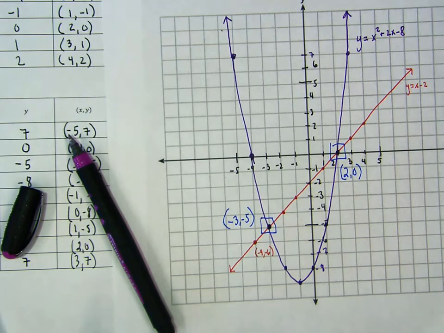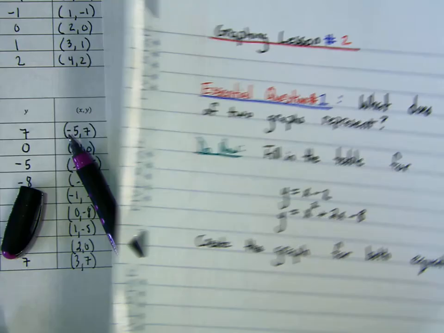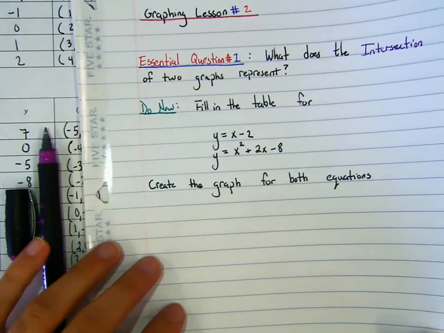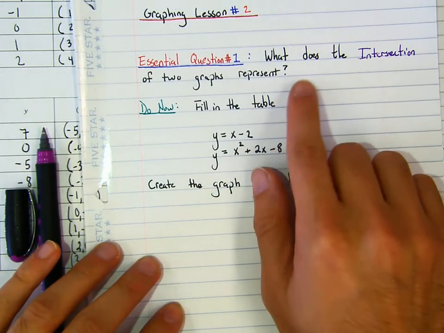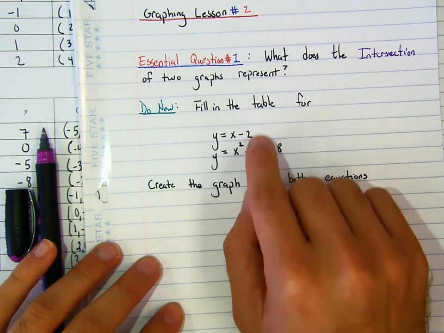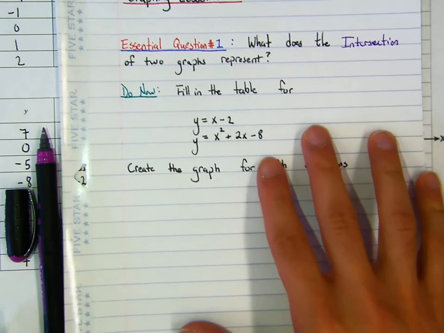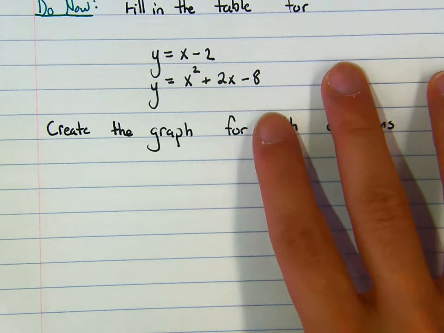And now let's just go back to our notes real quick. What is the essential question of today? It's saying, what does the intersection of the two graphs represent? So here, I'm going to show you something very cool. Let's take a look at this.